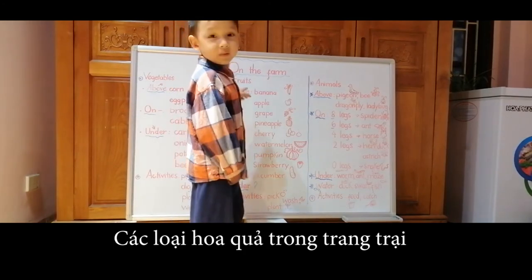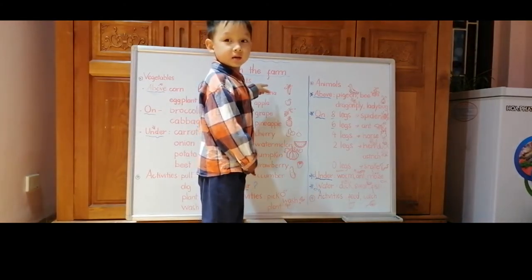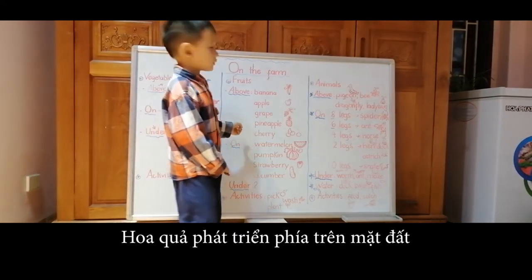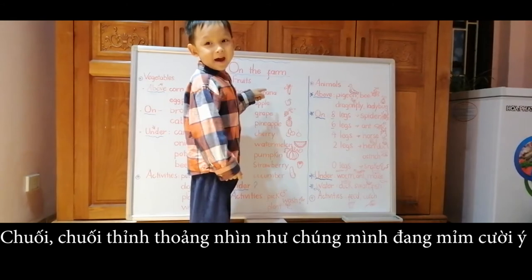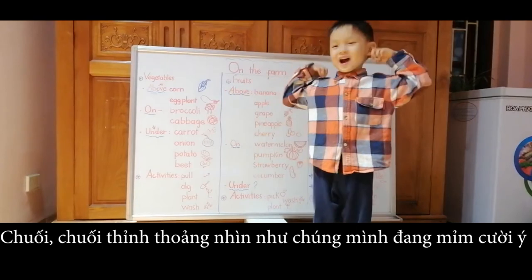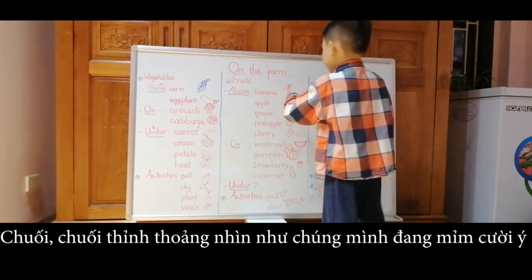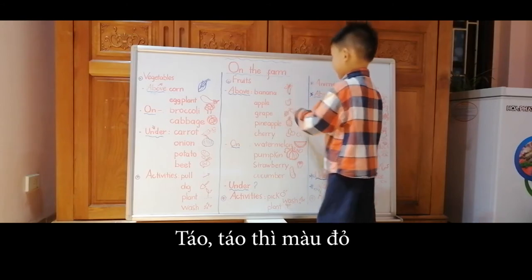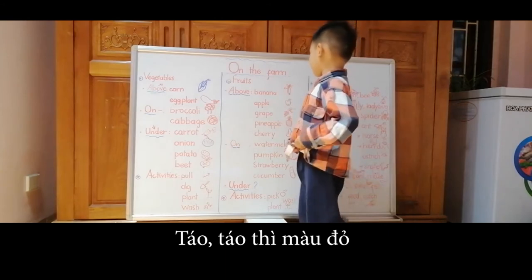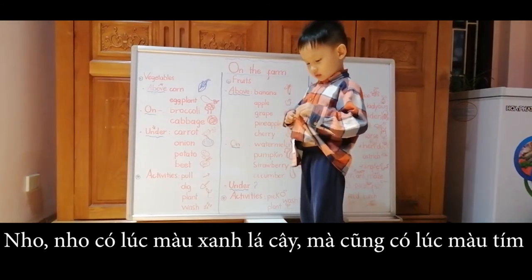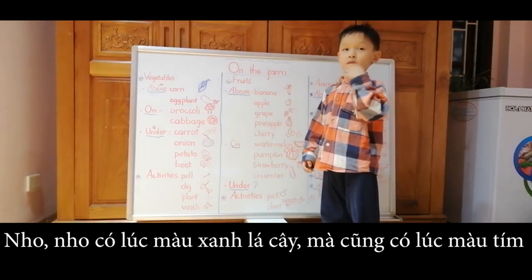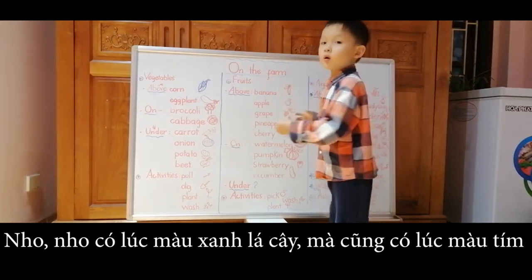Food on the farm. Food above the ground, banana. Sometimes it looks like a smile. Apple. Apple is red. Grape. Sometimes it's green and purple.